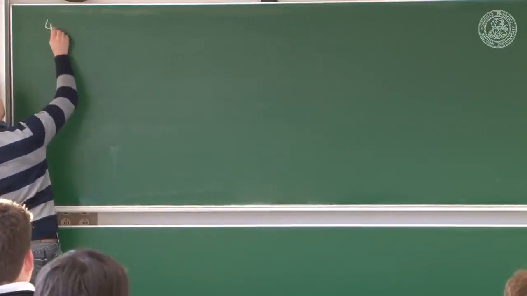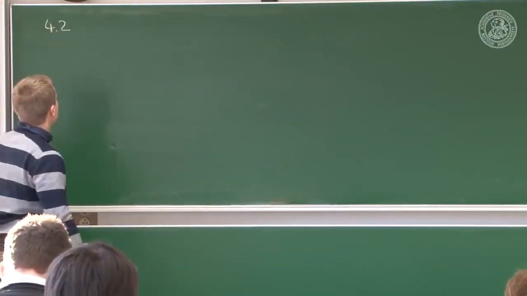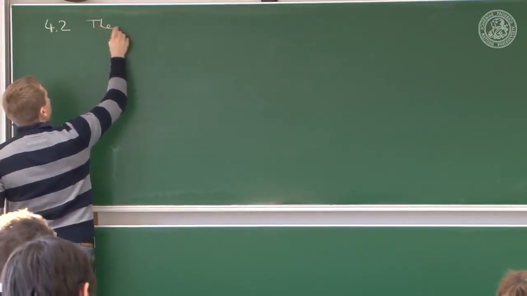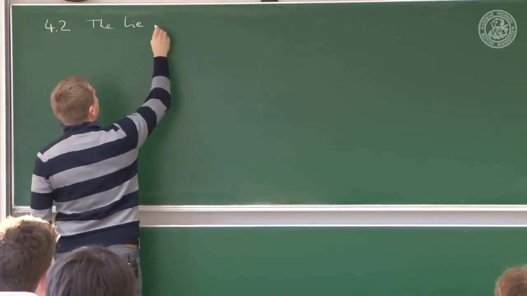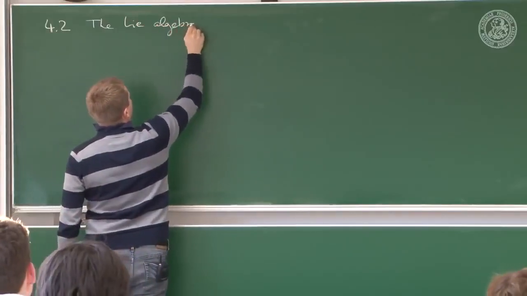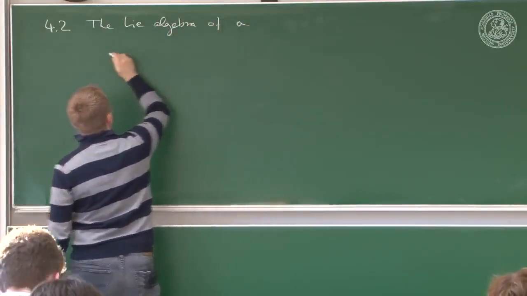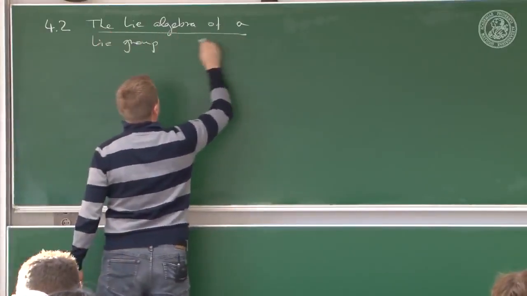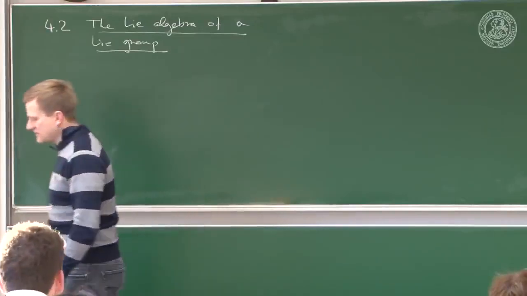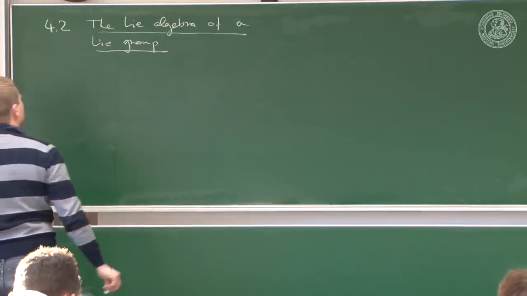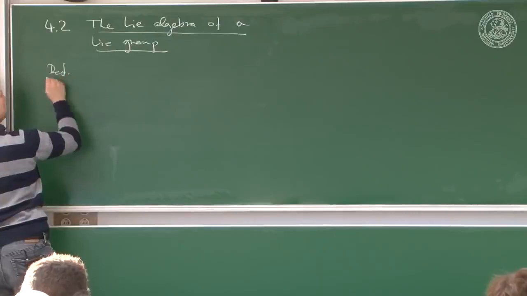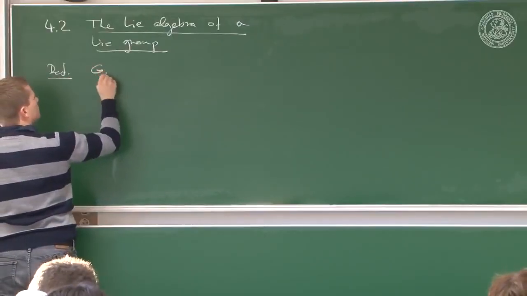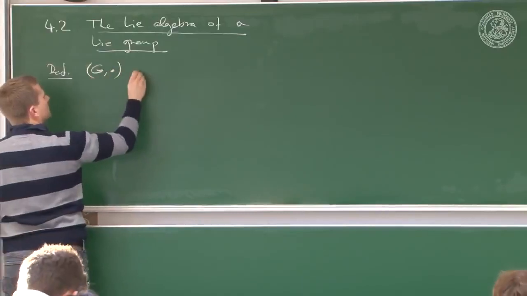Now, we quickly move on to the next topic, and that's the Lie group of a Lie algebra. The other way around. The Lie algebra of a Lie group. So what's the Lie algebra? Well, we need some preparation. So first, definition. Let G, blob be a Lie group.